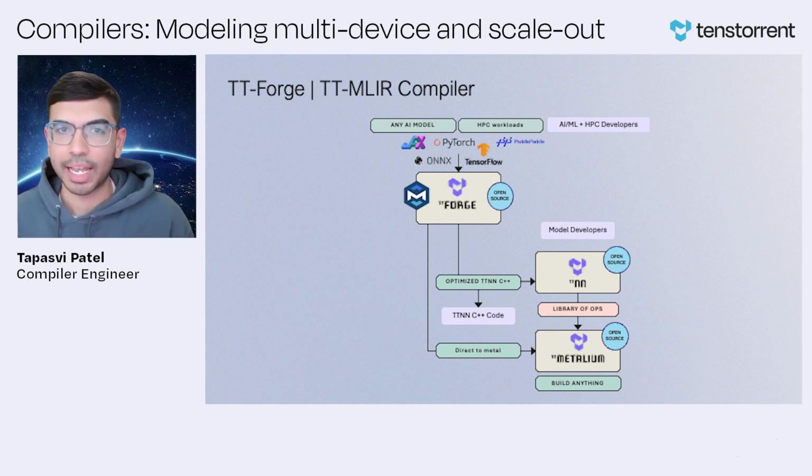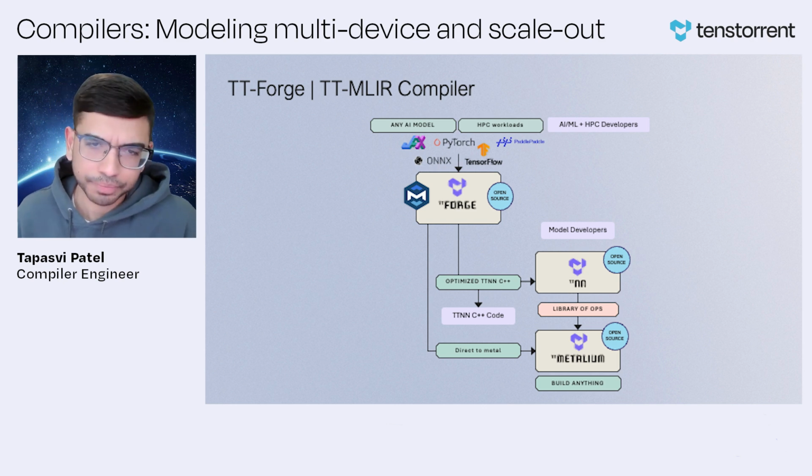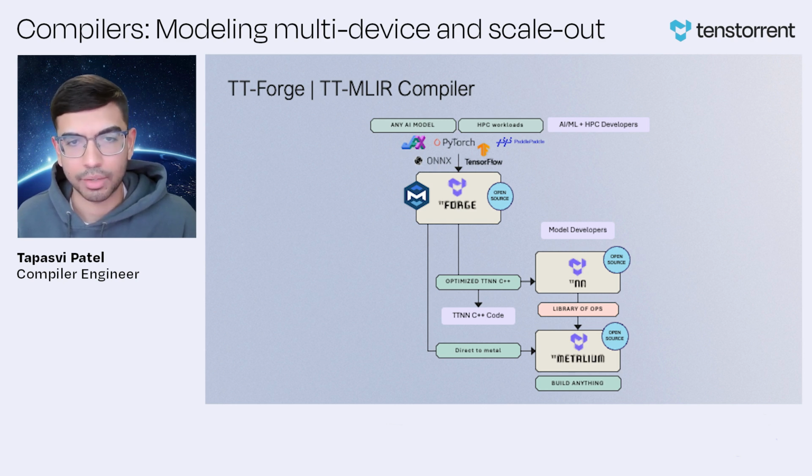Great. Okay, so now let's get on to the compiler. The compiler that we have at Tenstorrent is called TT-Forge. TT-Forge consists of various different parts. We have the front end parts of the compiler, the core TT-MLIR compiler, and at the end of the day, what we do is we emit and call TTNN C++ code. So all of the TTNN support that you saw for multi-device, we model in the compiler, and then we effectively call those operations using TTNN.